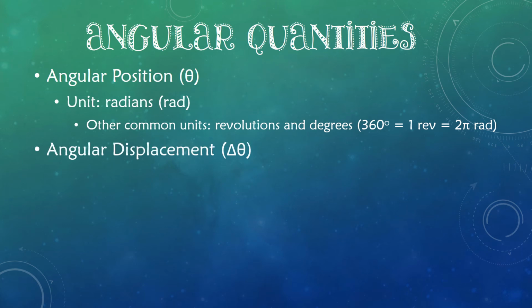We know that displacement is the change in something's position. So since we have an angular position, we can also talk about something's angular displacement, or delta theta. We'd calculate this by doing the final position minus the initial position.